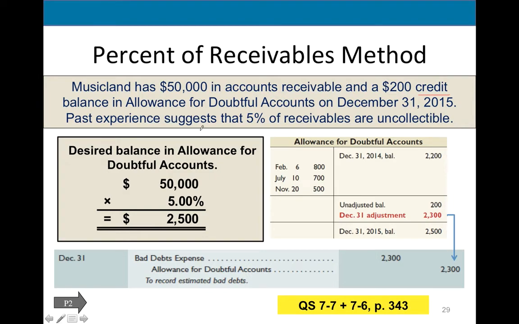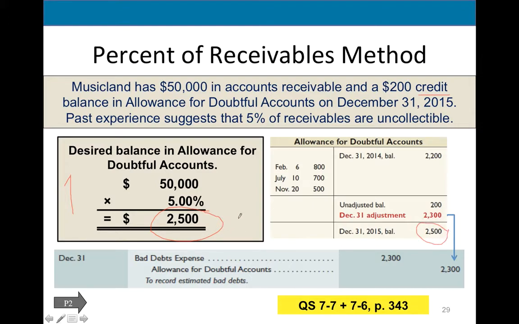Past experience suggests that 5% of receivables are uncollectible. So first step, calculate 5% on 50,000. This is not an adjustment. This is just the first step. I want my ADA to be 2,500. This is what that amount means, right?